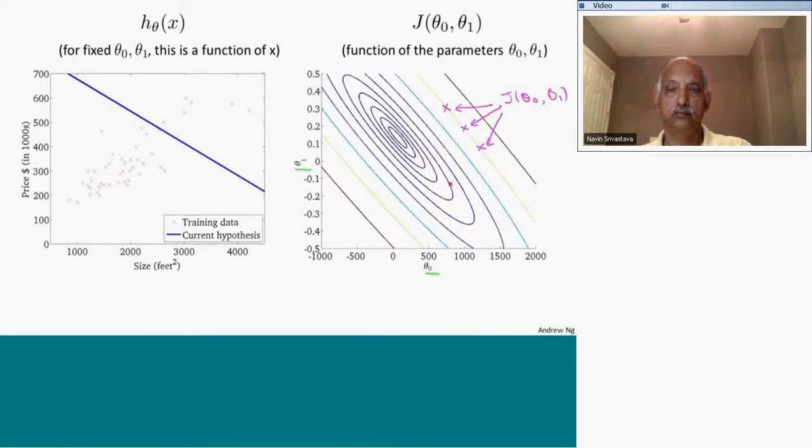I've seen contour plots much before. Imagine, if you will, a bowl-shaped function coming out of the screen, so that the minimum, the bottom of the bowl, is this point right there, in the middle.